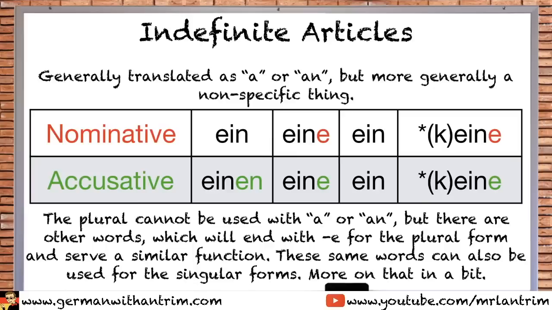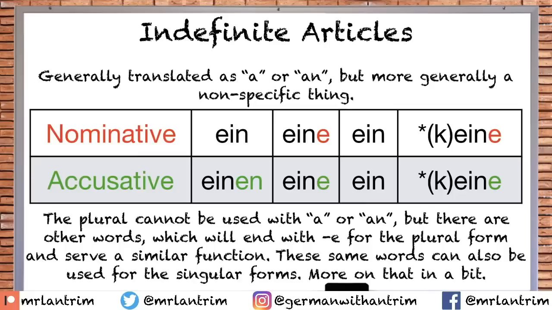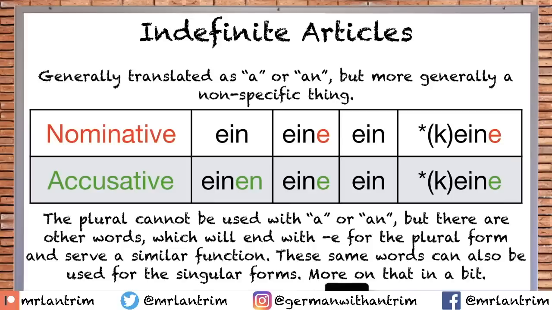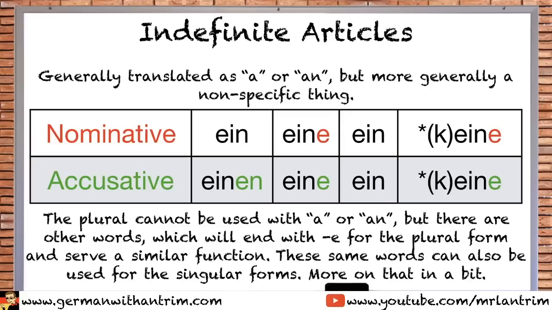There are other words that require an ending that is exactly the same as the ein words are, or as the indefinite articles are. And so for that reason, I put here a K in parentheses, because keine is kind of the negated version of these indefinite articles. I put that in there as a placeholder, but just know that if it's plural and you're using a word that acts in a similar function as an ein word, use an E at the end of it. In the accusative case, again, the only one that actually changes is the masculine form, and it goes from ein in the nominative to einen in the accusative.